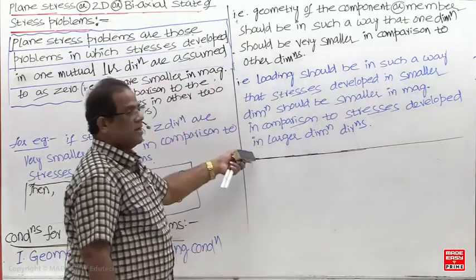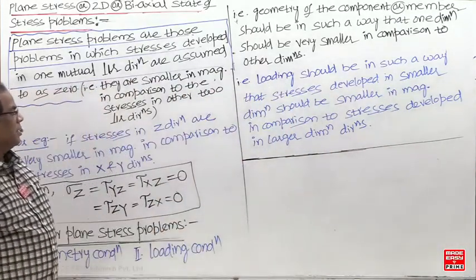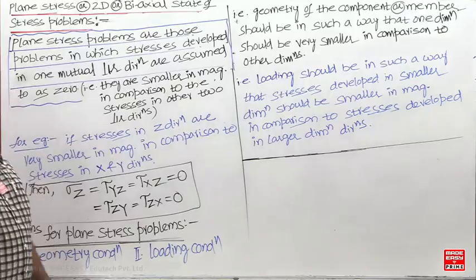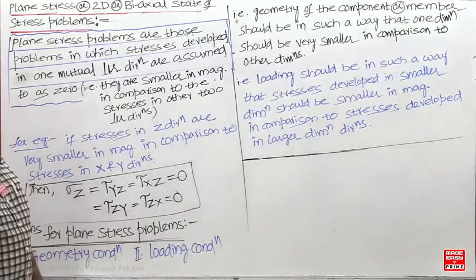We'll take an example, and with the example I will also explain this. With these two conditions, your triaxial problem will become a biaxial problem.